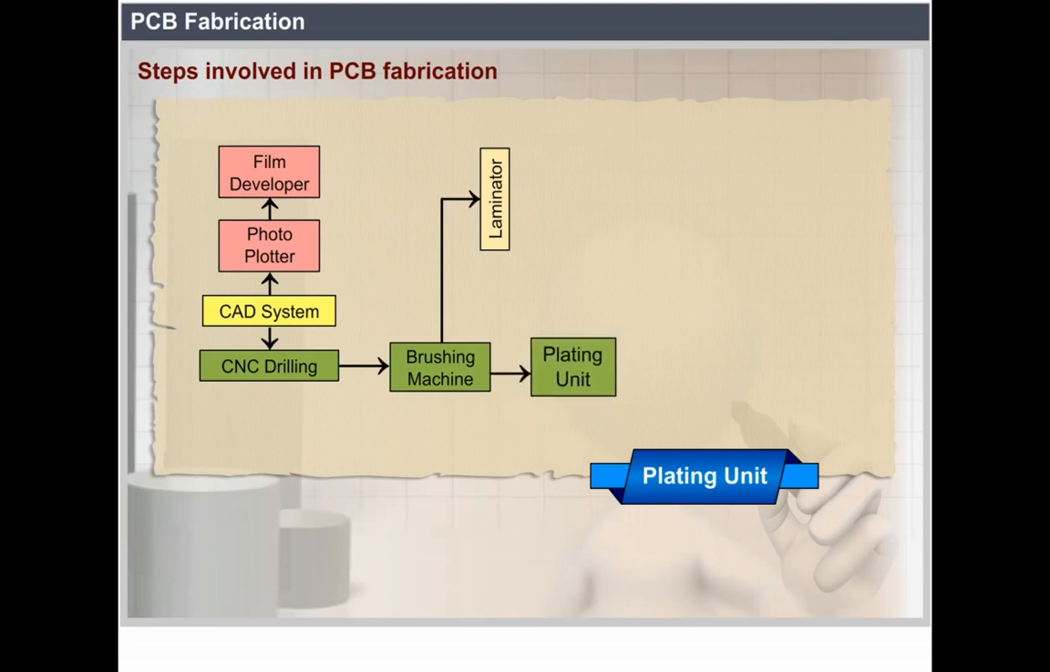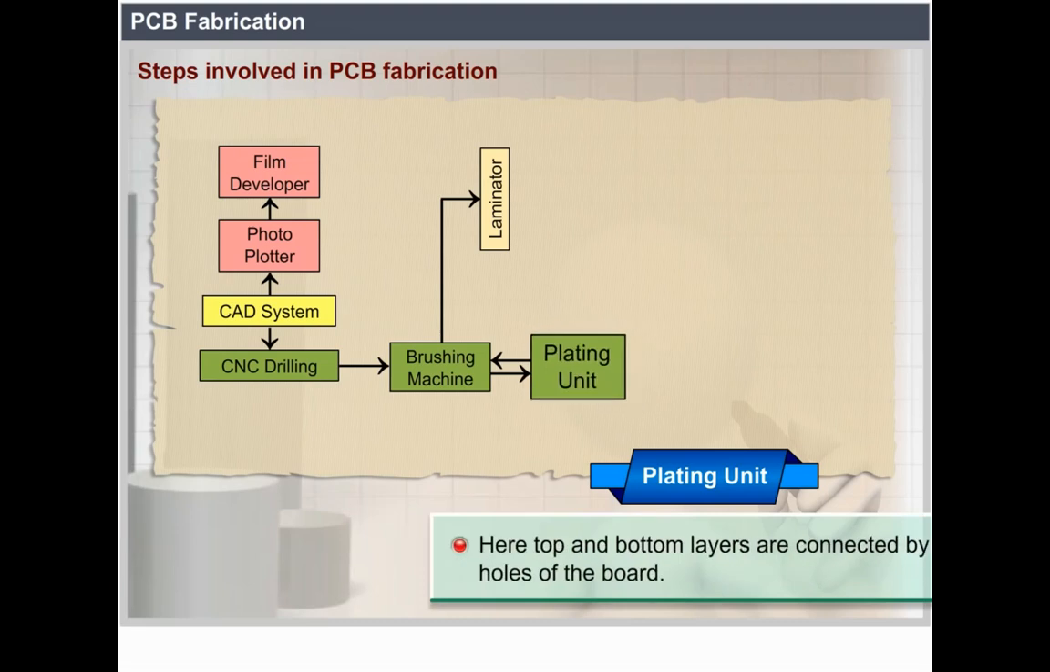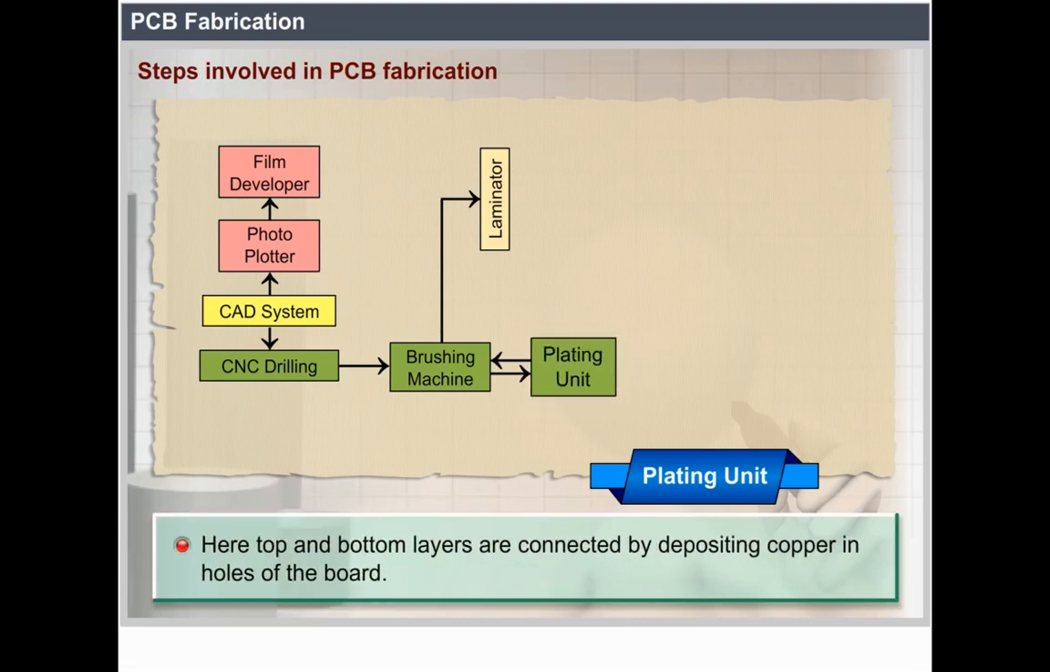Plating unit. This unit is used for making plated through hole PTH circuit boards, where connectivity from top to bottom layer can be made through holes. Here, top and bottom layers are connected by depositing copper in the holes of the board.